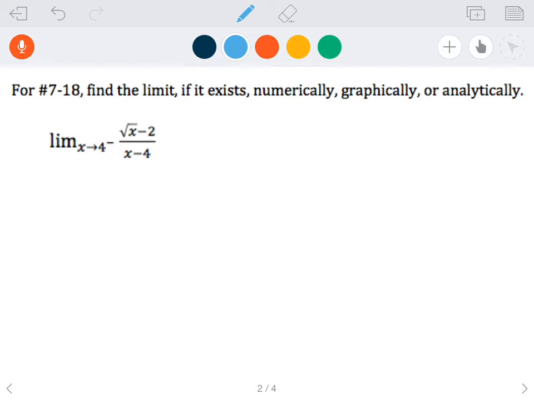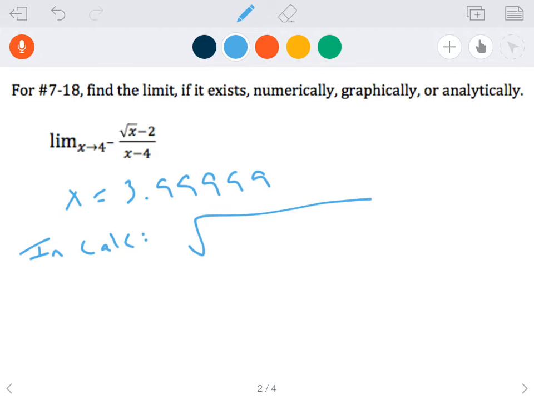And so I'm approaching 4 from the left, which means that I need something a little bit smaller than 4. So I'm going to let x equal 3.99999, however many nines you want to carry out. And so in my calculator, if it says I can do it numerically, that definitely means I can do it in the calculator. I'm going to plug that number in for x.